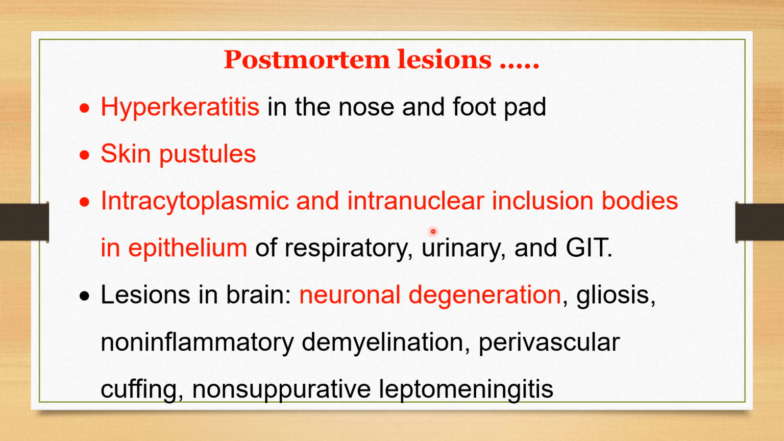Intracytoplasmic and intranuclear inclusion bodies in the epithelium of respiratory, urinary, and gastrointestinal tract. This is also a common finding. Lesions in the brain are neuronal degeneration, gliosis, non-inflammatory demyelination. There is perivascular cuffing and non-suppurative leptomeningitis.